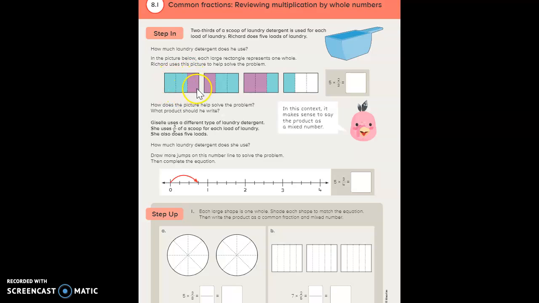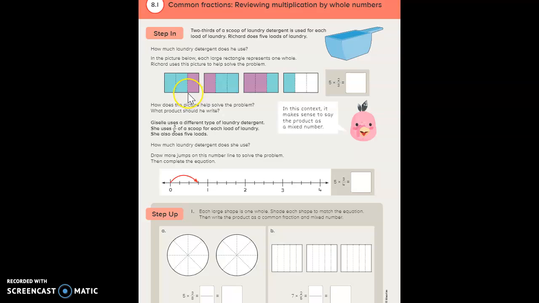So you can see what Richard did was he drew a whole and then he divided it into thirds, because he's using 2/3 of a scoop of laundry detergent for each load of laundry he's doing. Then he colored the first 2 blue to represent that first load of laundry. And then he realized he's going to need another whole. So he drew another whole, divided it into thirds, and then he filled in 2 more. That represents the second load of laundry. And then 2 more represents the third, the fourth, and the fifth loads, or the 5 loads of laundry.